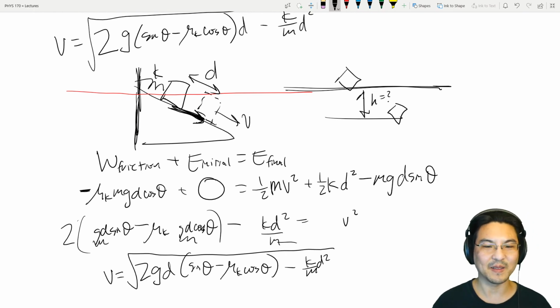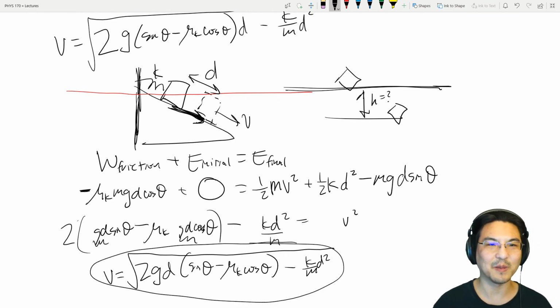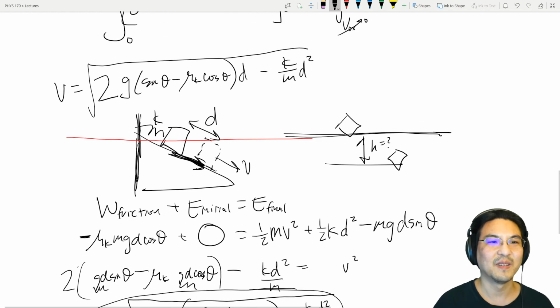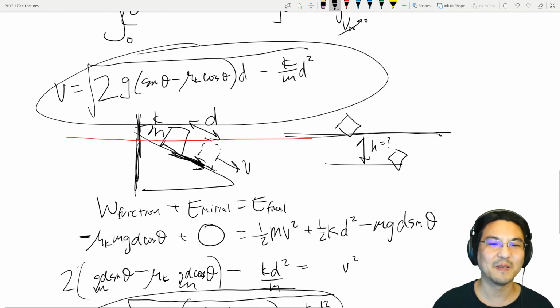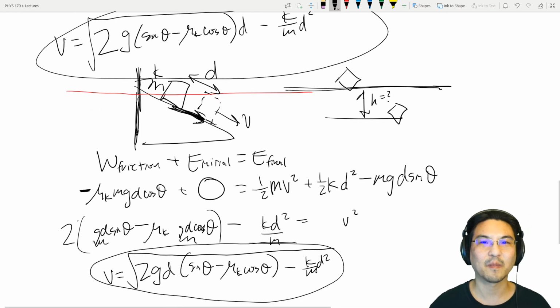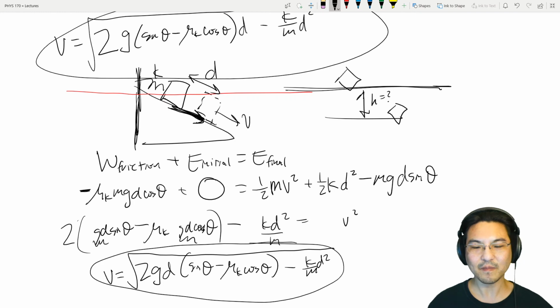All right, and then this is the speed using that work energy method. If you compare it to when we did Newton's way, same thing. Should be the same, right? Because it's the same problem.